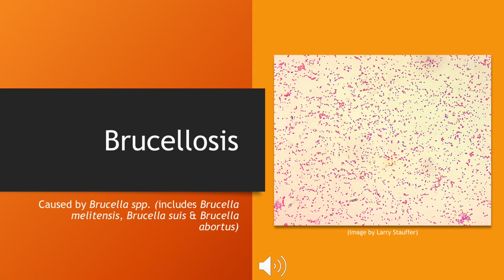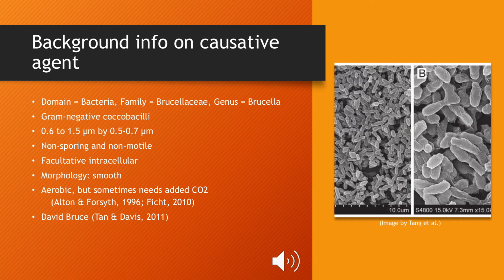includes Brucella melitensis, Brucella suis, and Brucella abortus. It falls again under the domain bacteria and the family Brucellaceae and the genus Brucella. It is a gram-negative coccobacillus, which you can see very nicely in the picture on the right side. Its size is 0.6 to 1.5 micrometers by 0.5 to 0.7 micrometers, so it is actually smaller, I think, than the spirochetes from Lyme disease.